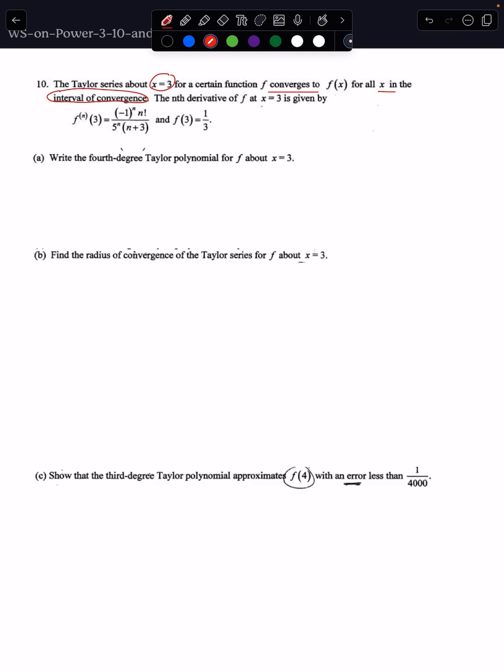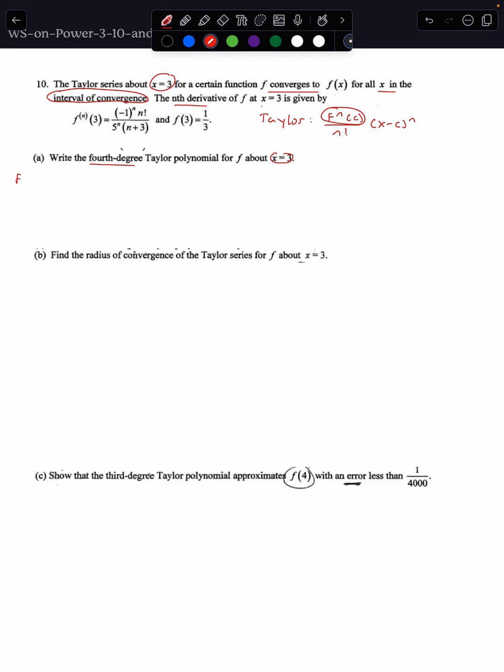And then they tell us how to get the nth derivative. Remember, this all comes from Taylor, and the Taylor polynomial says we're going to get f, the nth derivative at some center, over n factorial, times x minus c to the n. What they're giving us is just the top of Taylor. So we want to find a fourth degree Taylor polynomial, which means we would need the fourth derivative.